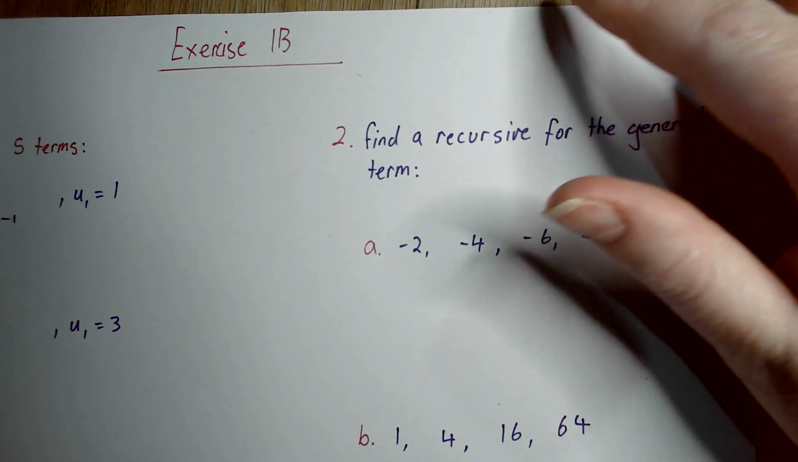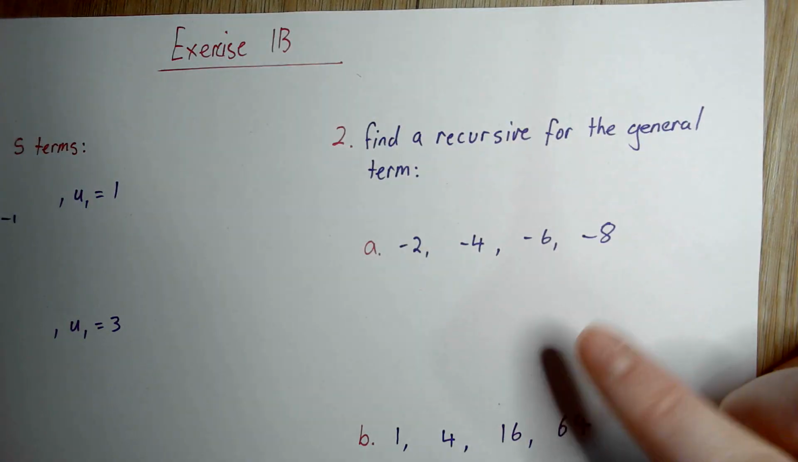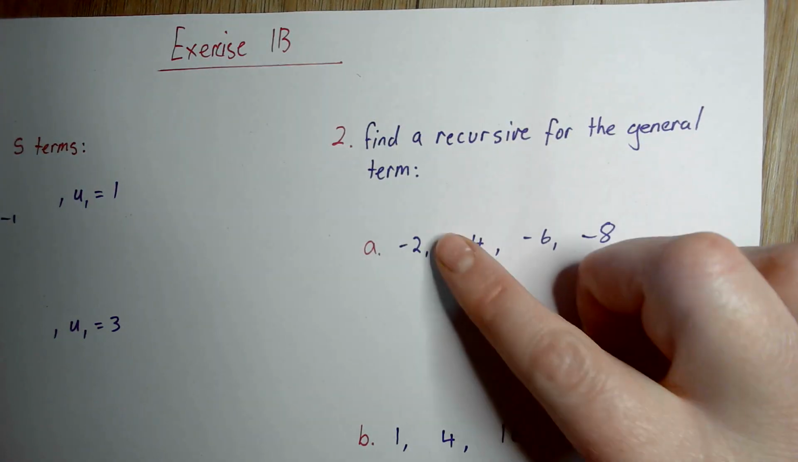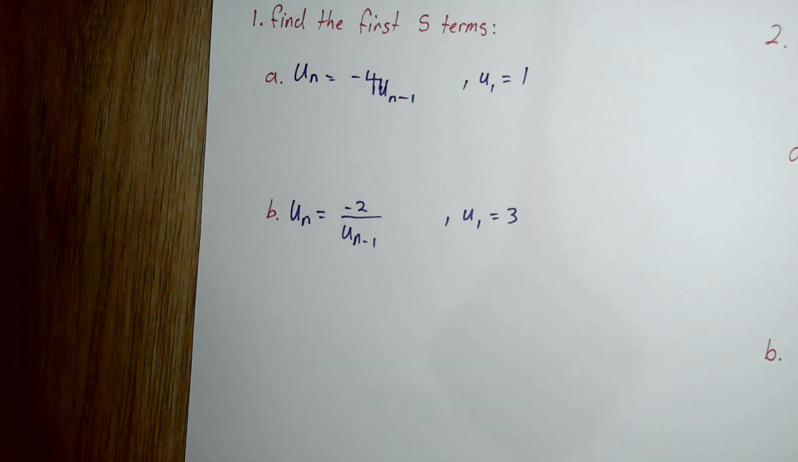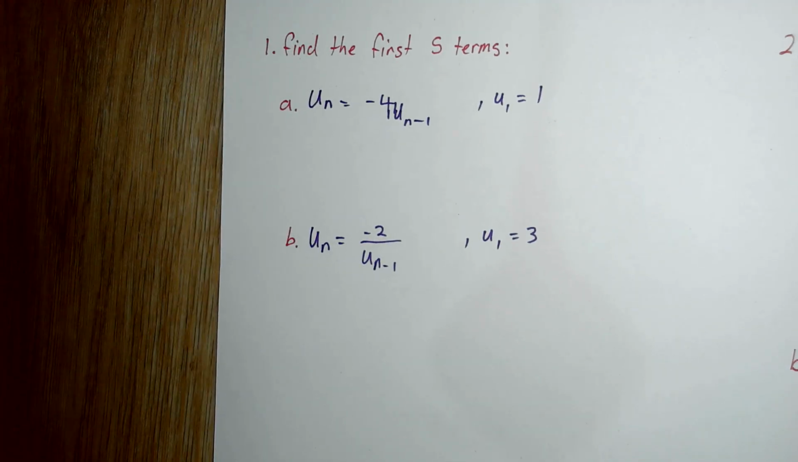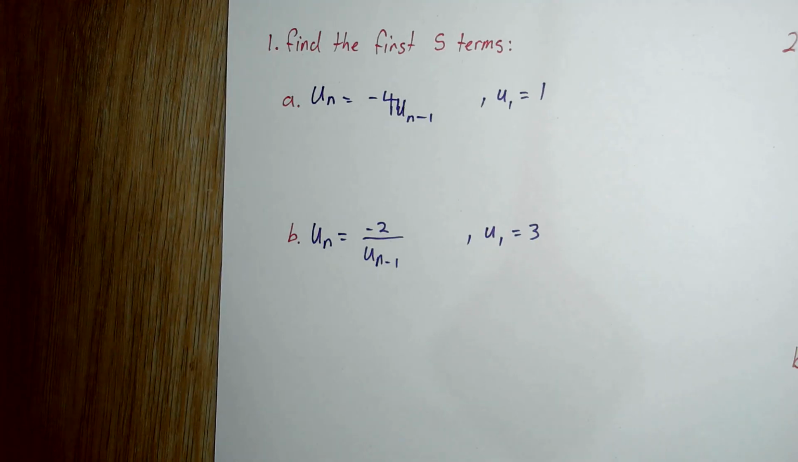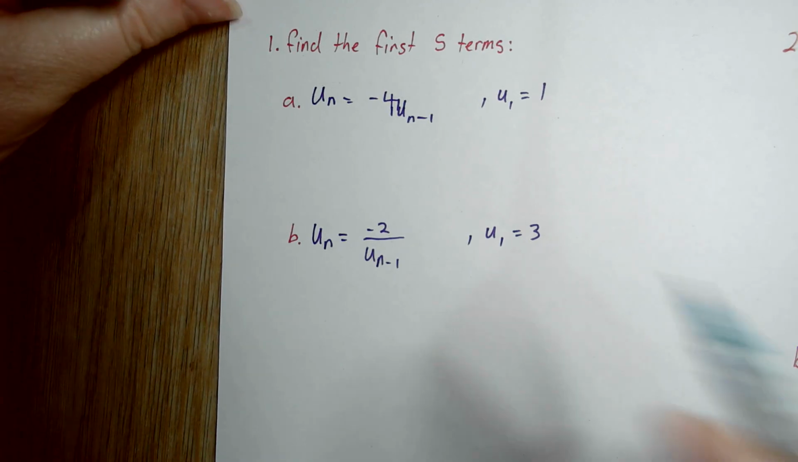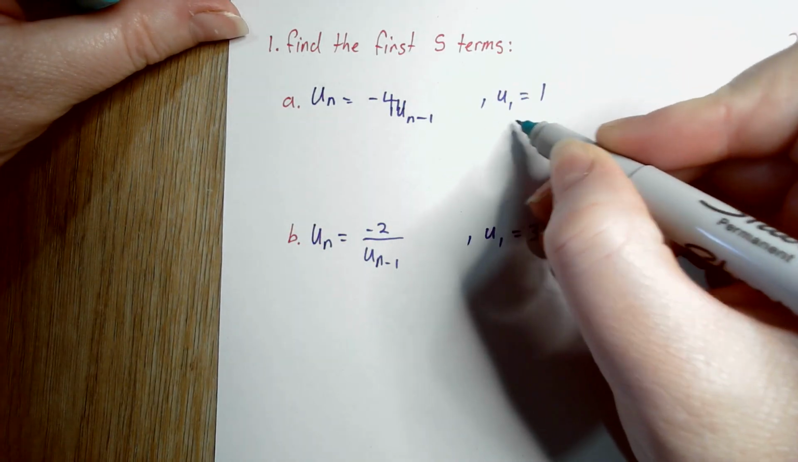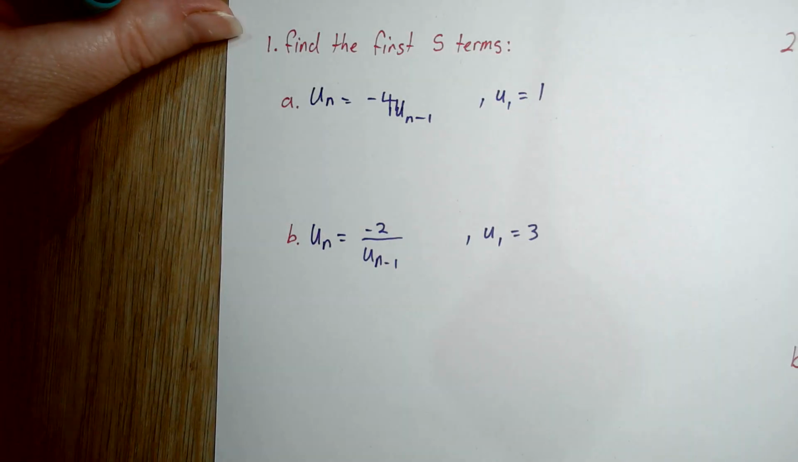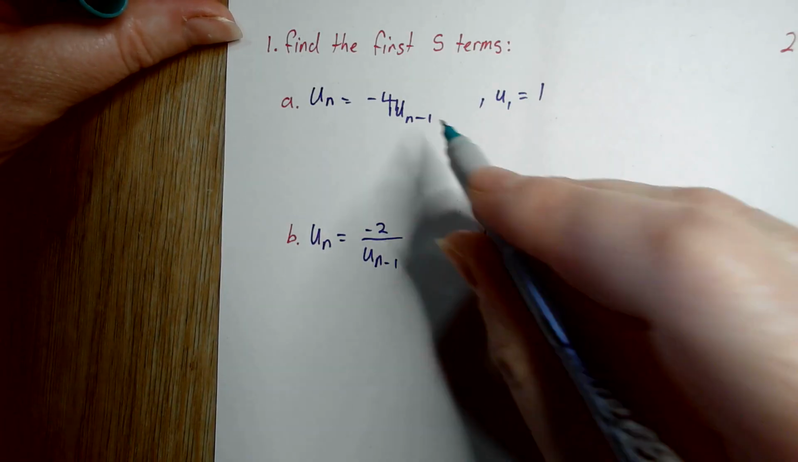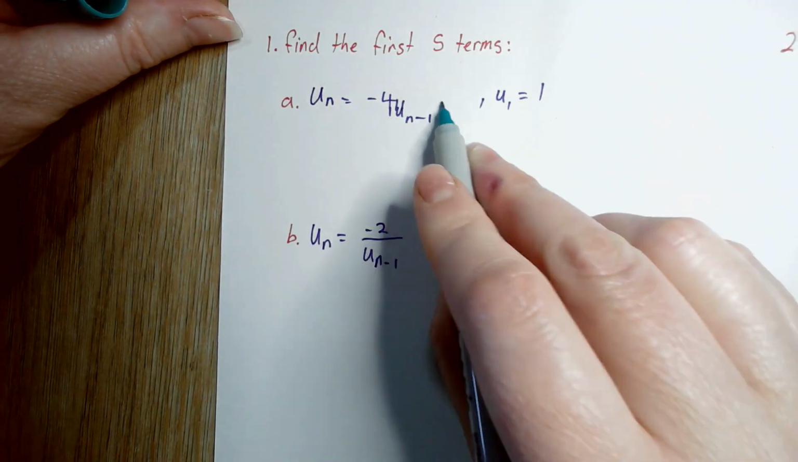And the second one, you just had to find, so working backwards, find the general term, and they've given you the sequence. So let's have a look at part 1, and then we'll do part 2, and then hopefully you'll have a better understanding of how to get it working. So the first 5 terms, they have to give you the first term for a recursive formula, otherwise you won't know where to start because it's telling you to rely on the one before it.